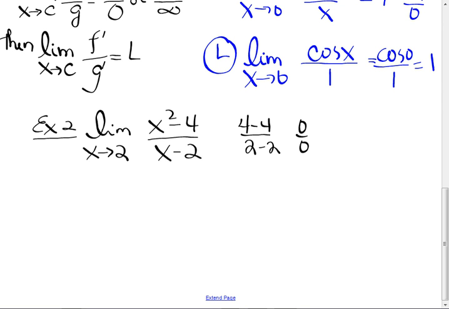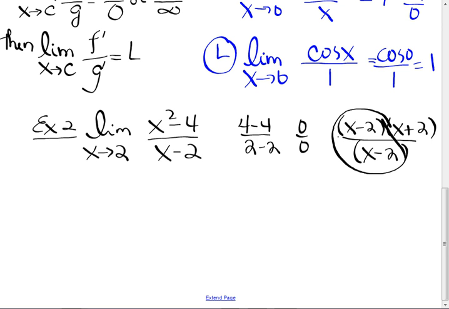And then, do you remember how we did this? We factored this. X minus 2, x plus 2 over x minus 2. Okay, that's the problem right there. That's the 0 over 0. And remember, we don't care what happens at 2. So if we're close to 2, these are the same numbers. And we cancel those out, and then we substitute in 2, and we got 4 for an answer, right?